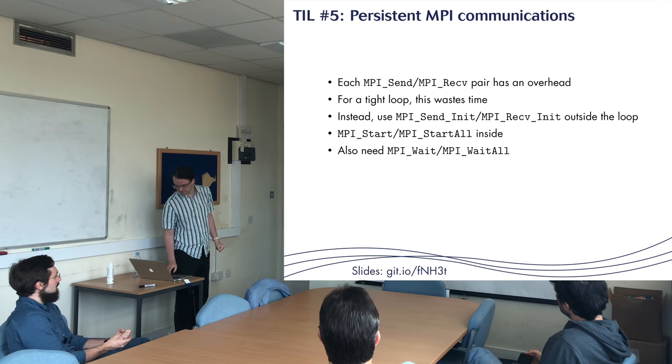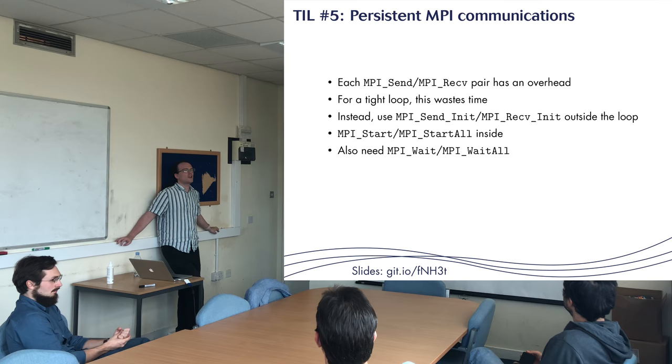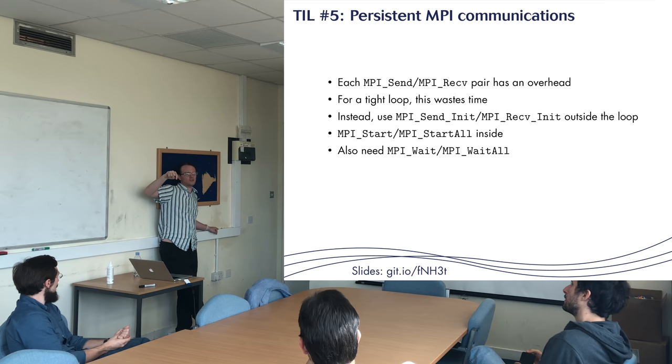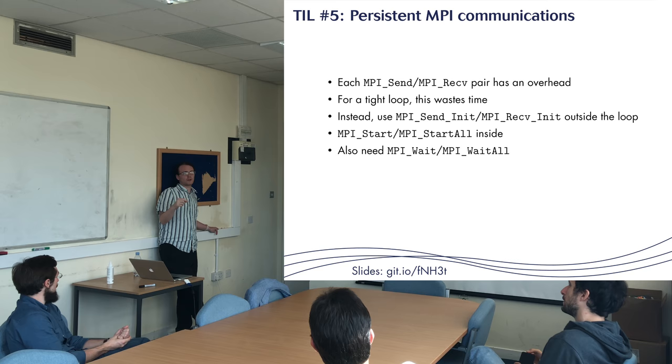You create, start, then wait, and after you wait, it should be reusable. If you're in a function and it's outside of a loop, you can reuse it for that loop, and you can reuse it for the rest of that function. But once the function returns, if you go back into the function later, it's gone out of scope.